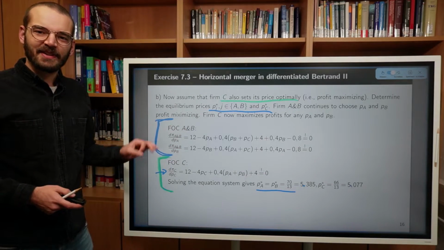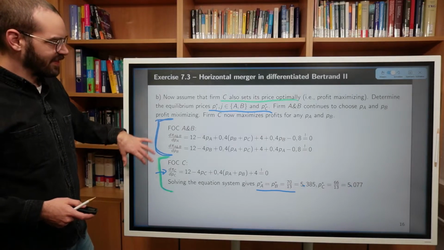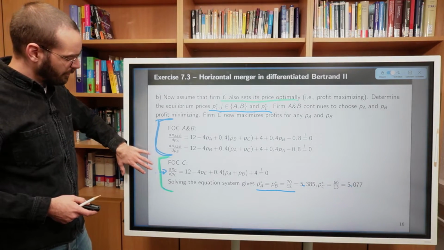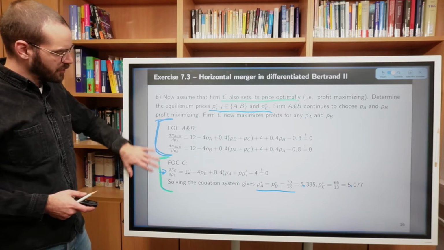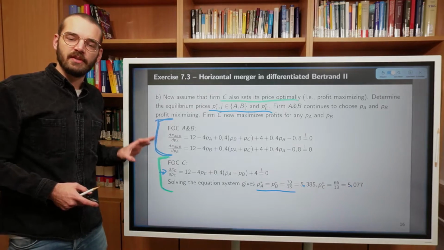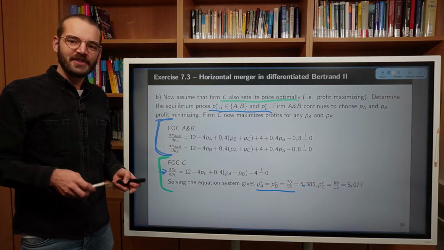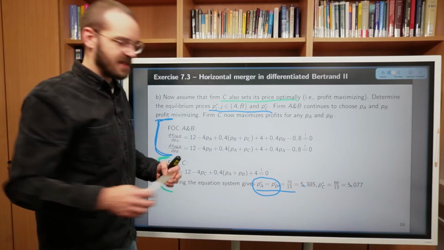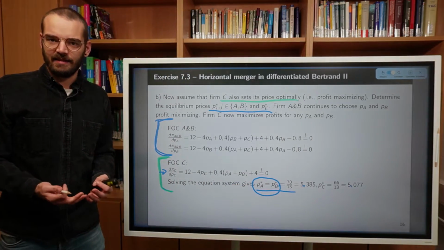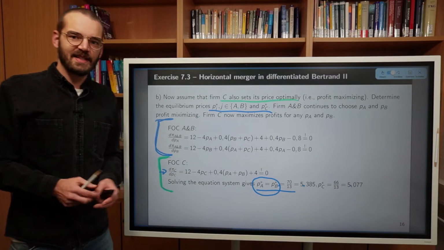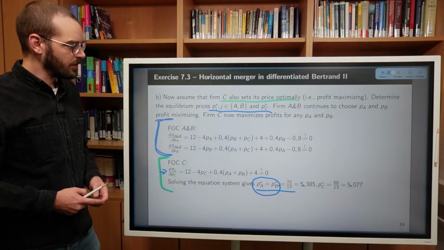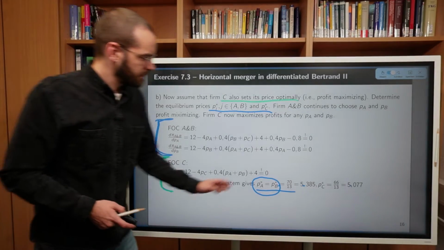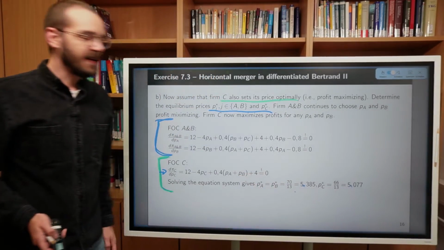Just one hint, because I forgot to mention it at the appropriate moment when I was talking about solving this linear equation system: we can of course make use of the fact that price A and price B will be exactly the same, right? Just as a hint, which will probably make solving the equation system a whole lot easier. All right.